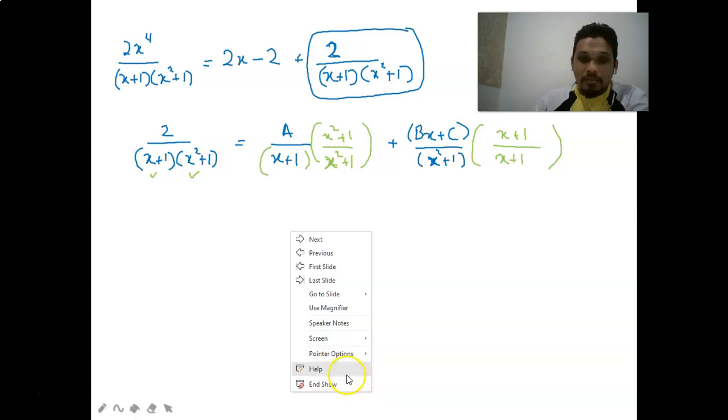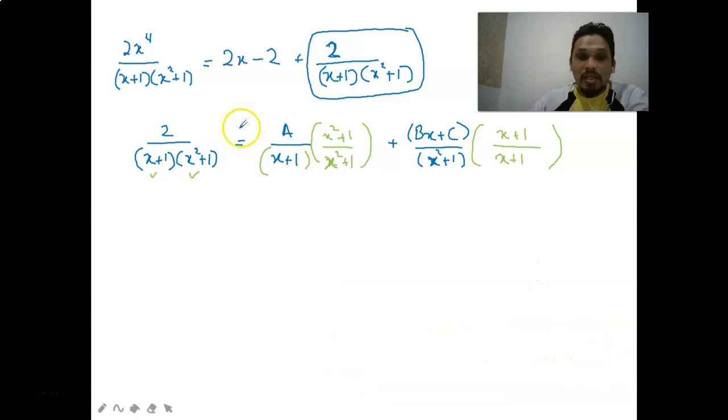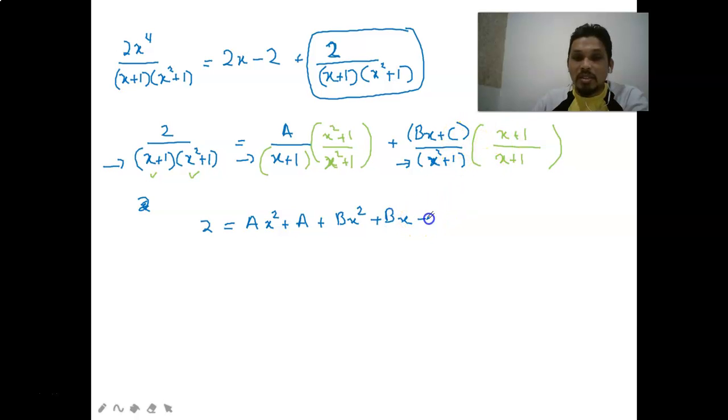So look at this one here now. The denominators for each of the fractions are now equal. We have successfully equalized the denominators of both fractions, and now we are going to compare the numerator, which is 2. So 2 equal to a times x squared equal to ax squared plus a times 1 equal to a, plus bx times x equal to bx squared, bx times 1 equal to bx, c times x equal to cx, and c times 1 equal to c.